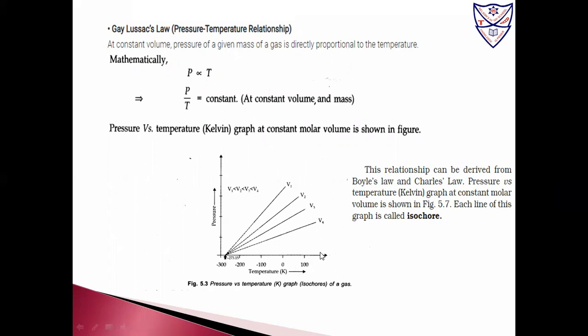So the relation can be derived from Boyle's law and Charles law: pressure versus temperature in Kelvin at a constant molar volume is given here. Each line of the graph is called an isochore. What is called an isochore? Fine.